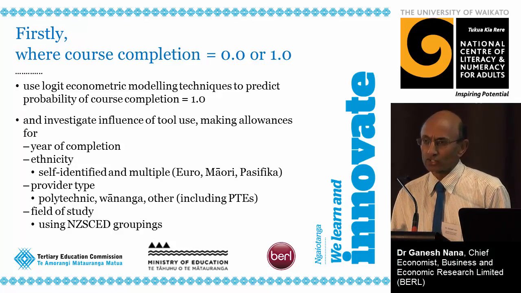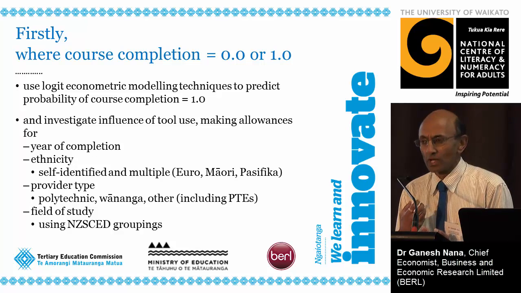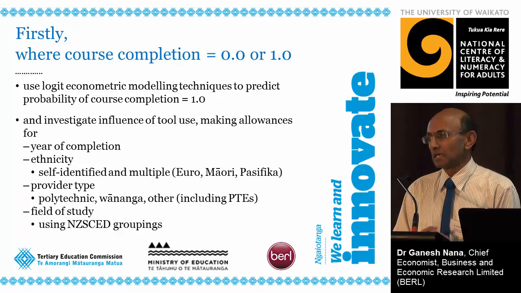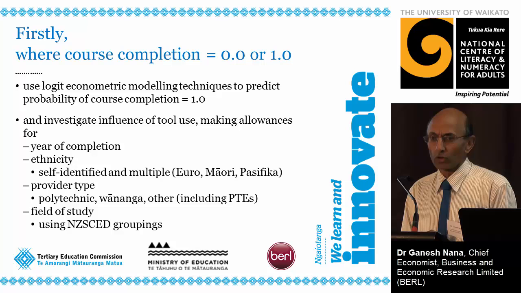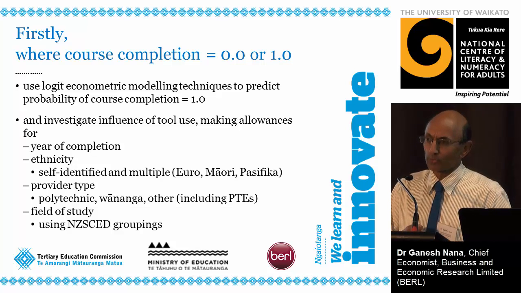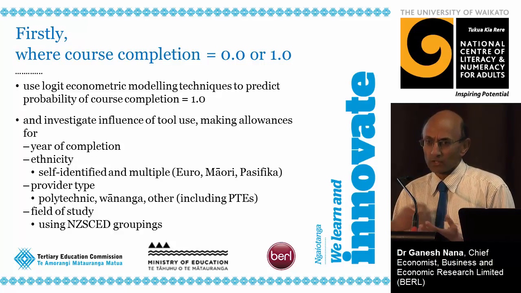So now a logit model. All this does is work out the probability that the student is going to fall in the 1 basket as opposed to the probability they'll be a 0. So it's a different technique.